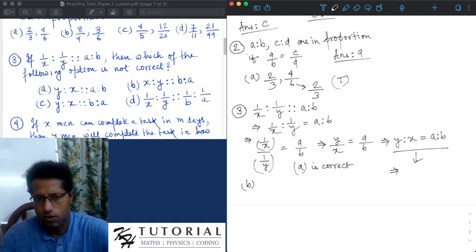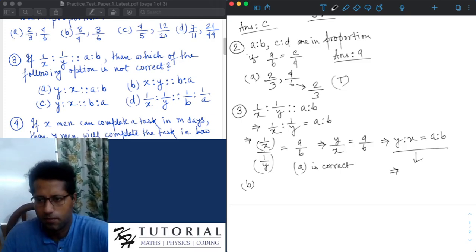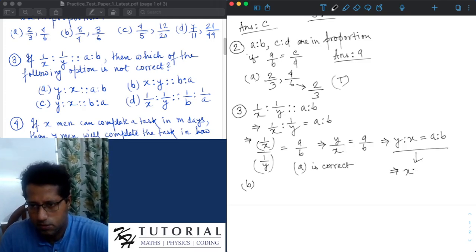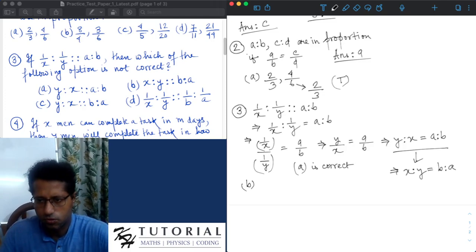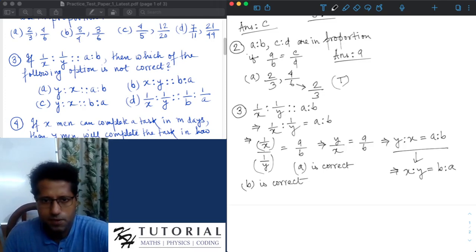you can say always that if two ratios are equal, then the ratios obtained by reversing the terms will also be equal. I mean, if y is to x equals a is to b, then of course x is to y will be equal to b is to a. This you should understand. So choice B is also correct.